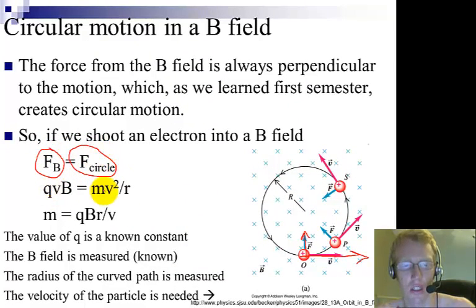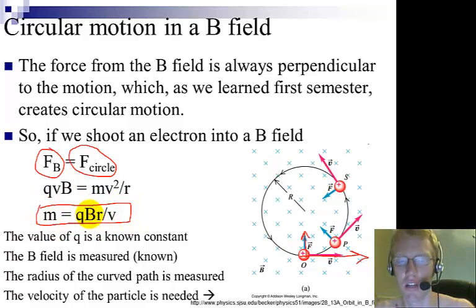So we can set these two forces equal to each other. The actual force is magnetic force, and the effect of that is circular motion. So QVB is the actual force, mv squared over r is the net effect of that. So we set them equal to each other and we solve for mass. So if we know the strength of the magnetic field and the velocity of the particle or the charge of the particle and the radius, we can find the mass of it.